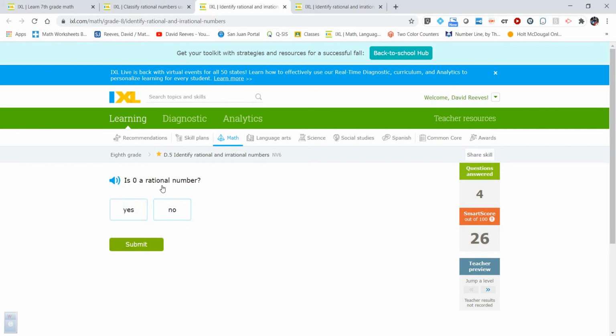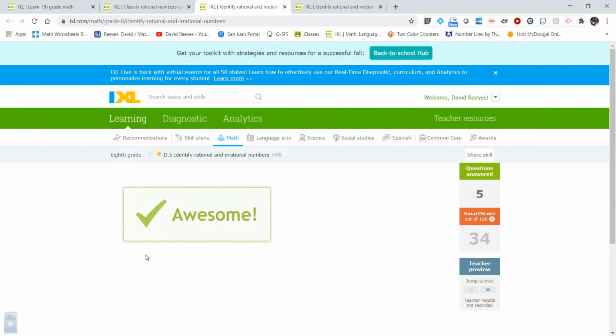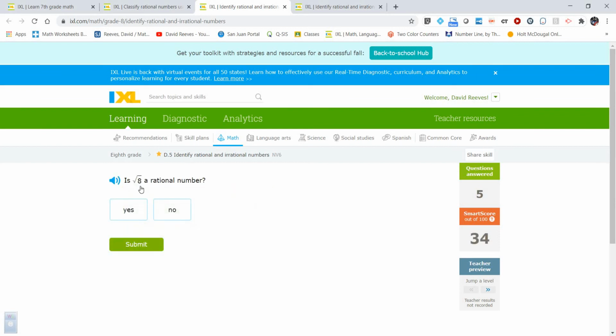Is 0 a rational number? Yes, 0 is a rational number. 0 is a whole number. 0 is an integer. 0 is rational. All right? Is square root of 8 a rational number?